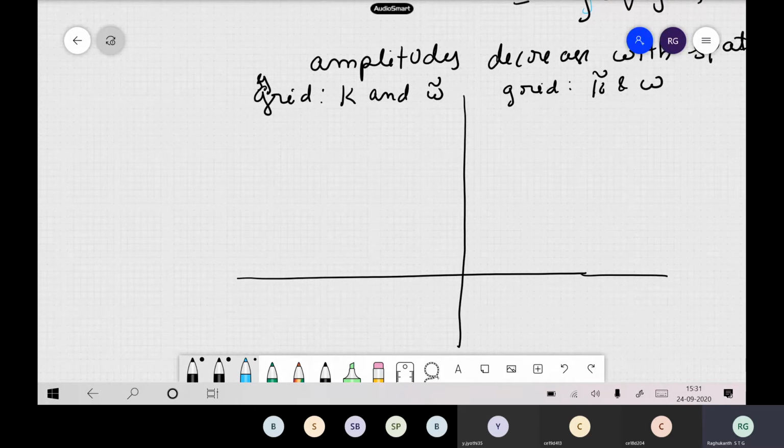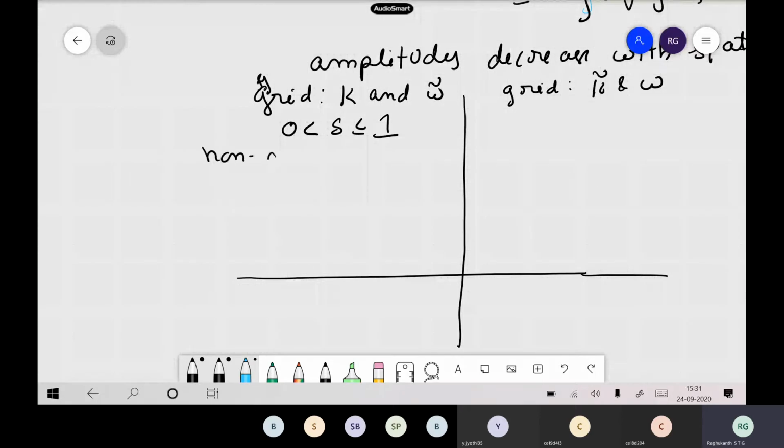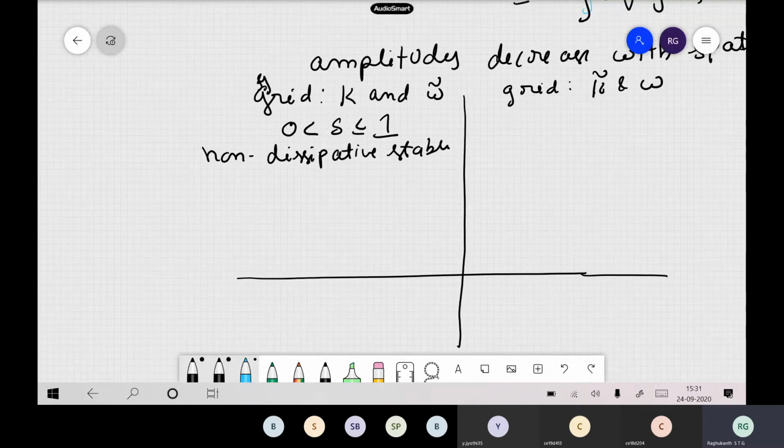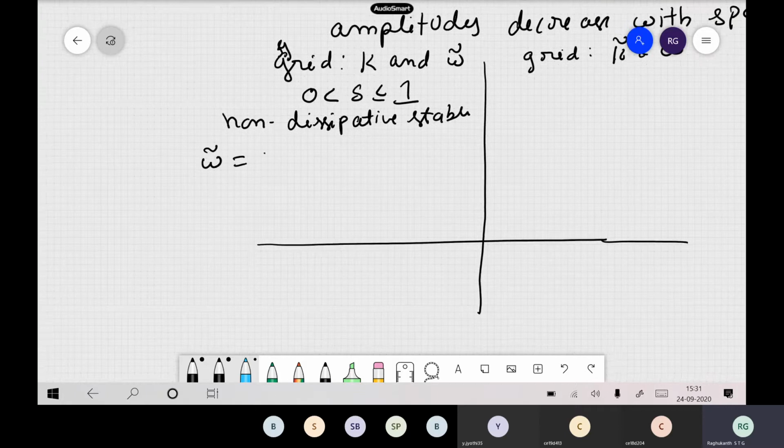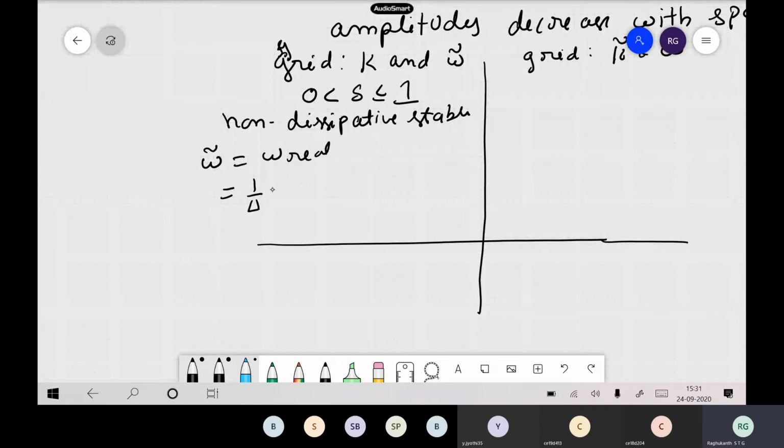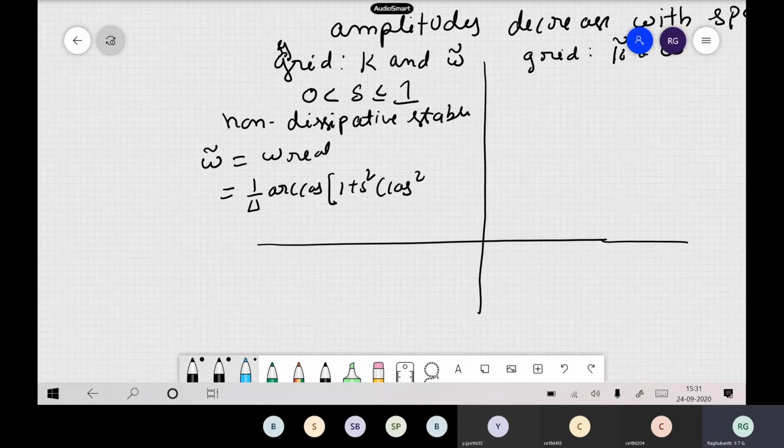This case we have seen previously. It is governed by s less than or equal to 1. This is non-dissipative, stable, we say. You followed. This case we have already seen, and the dispersion equation says omega is real, only the real portion will be there. The dispersion was 1 by delta t, arc cos of 1 plus s square, cos of 2 pi by n times lambda minus 1. So this was the dispersion equation.